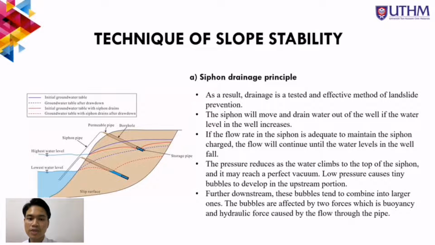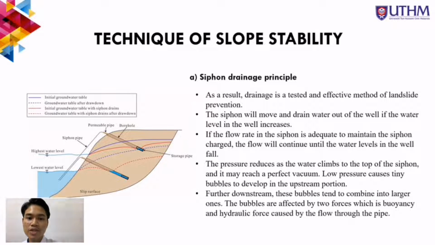For the siphon drainage principle, excessive groundwater levels within the unstable soil mass are one of the main causes of landslides. As we can see here, drainage is a tested and effective method of landslide prevention. The siphon will move and drain water out of the wall if the water level in the wall increases. If the flow rate in the siphon is adequate to maintain the siphon charge, the flow will continue until the water levels in the wall fall.